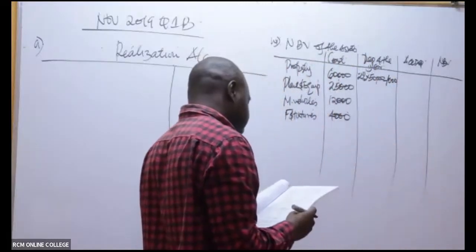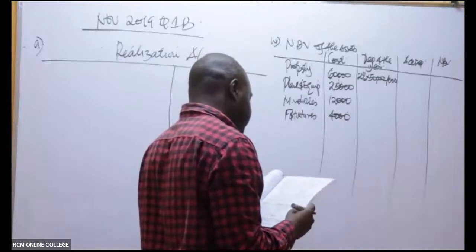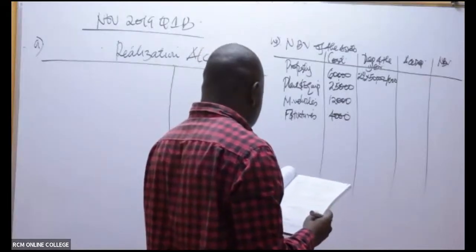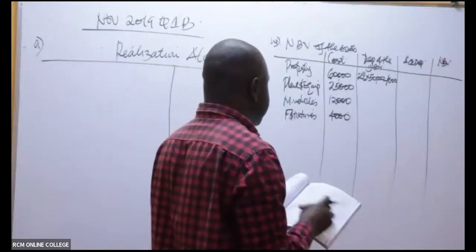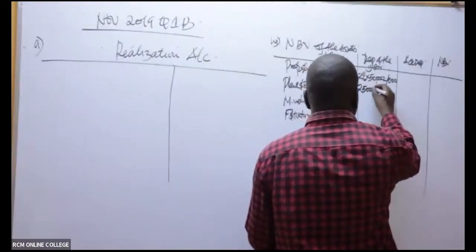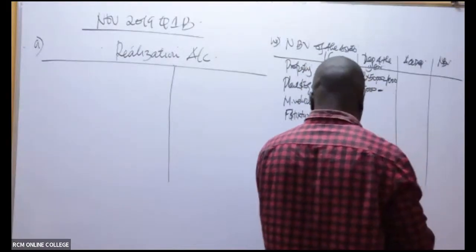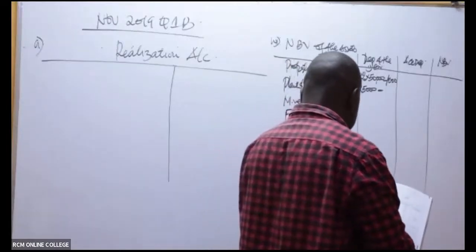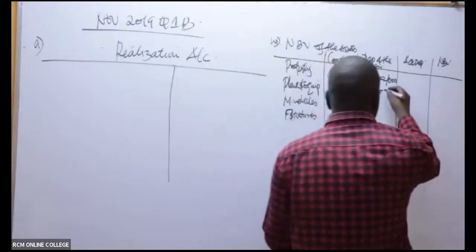Then plant and equipment is 12.5% on reducing balance. It means we need to take the cost, which is 25 million, minus the accumulated depreciation for plant and equipment, which is 13 million. So I think it's 13 million.